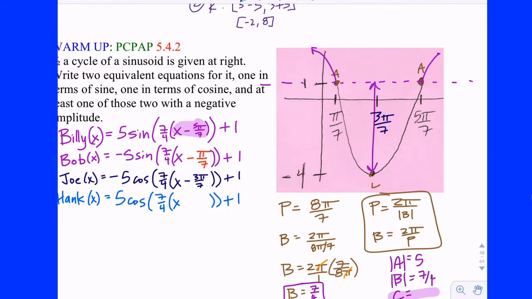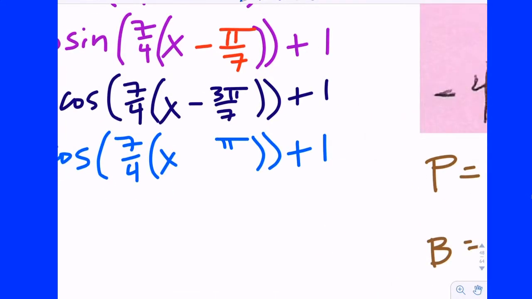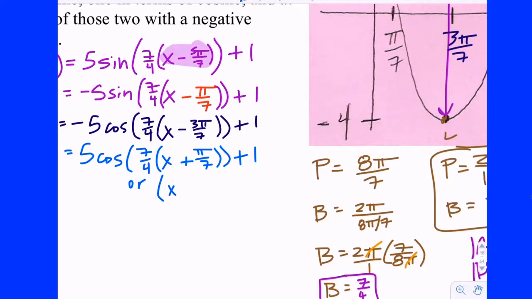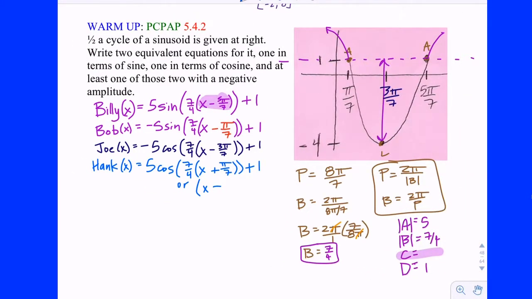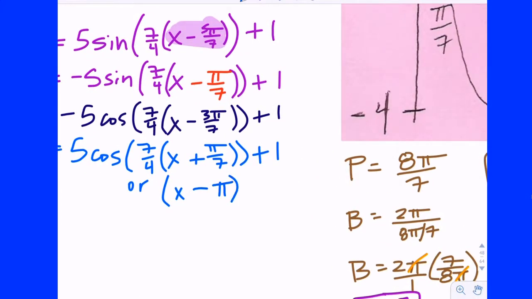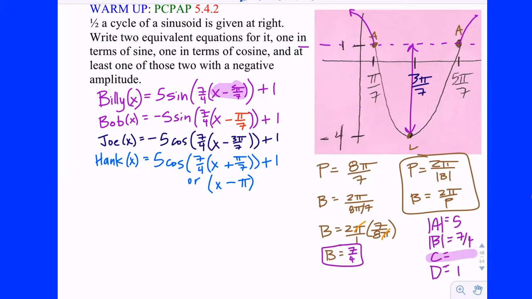Negative pi sevenths, right? Because how far apart are my critical values? 2 pi sevenths. We already established that. And if I go left one critical value or right one critical value, I'm at a high point. So pi sevenths minus 2 pi sevenths is negative pi sevenths. And so if I wanted to get over to negative pi sevenths, would it be plus or minus pi sevenths? It'd be plus if I want to go to the left. Or I could go right, and it'd be minus. What would the next one be to the right of 5 pi sevenths? 7 pi sevenths or pi. Yeah, so you could also do x minus pi for your horizontal shift. There you go. Not so bad, huh?